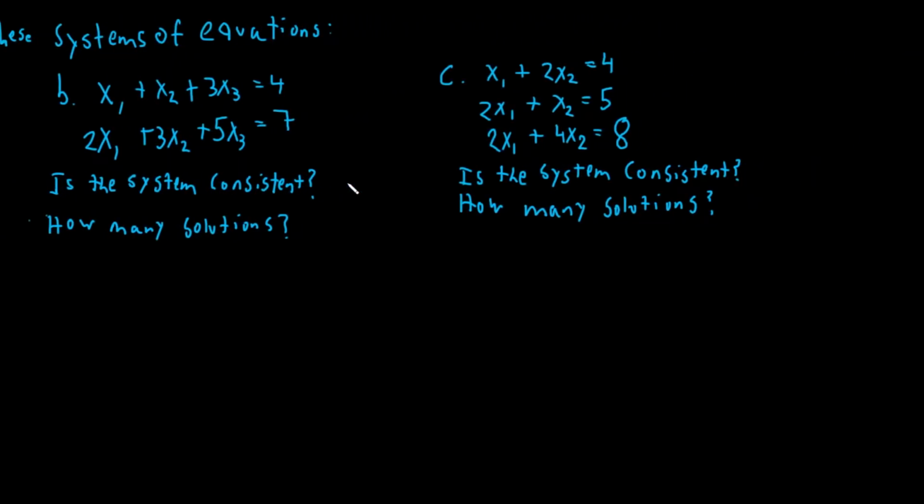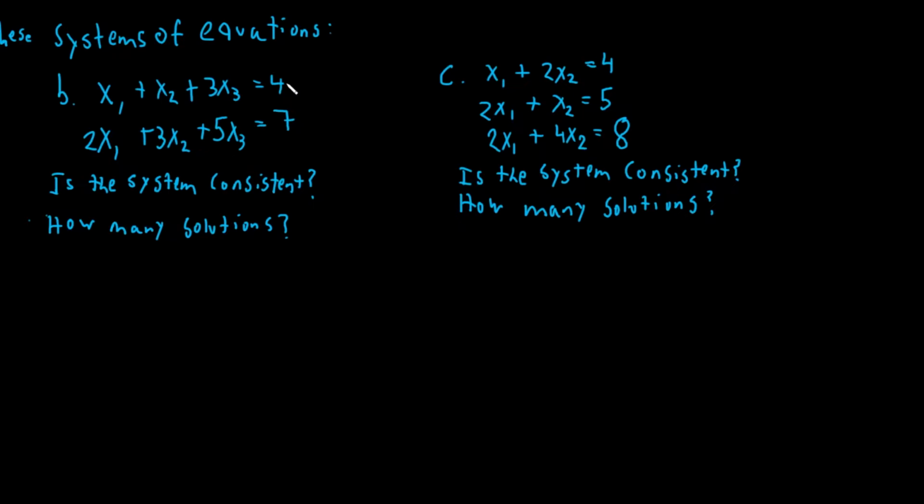So this system isn't homogeneous because here we can see that the constant terms in the equations aren't equal to 0. So whenever we have a system that isn't homogeneous, we need to find its row-reduced echelon form in order to determine whether it's consistent and the number of solutions that it has.